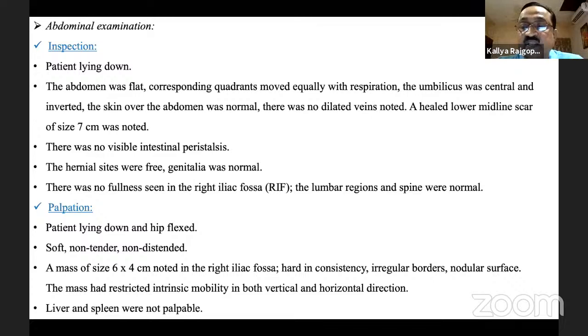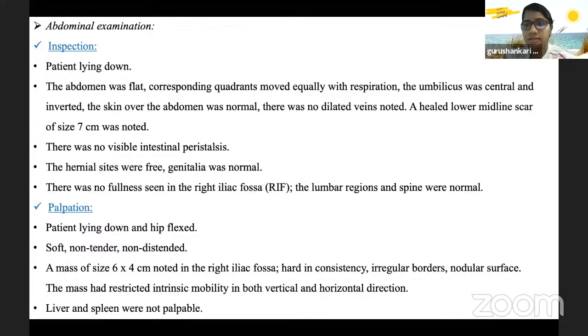Dr. Guru Shankari, just Guru Shankari. Moving on to the abdominal examination, inspect. Dr. Rajgopal sir wanted to ask you. Are you there? Yes, sir, she's there.